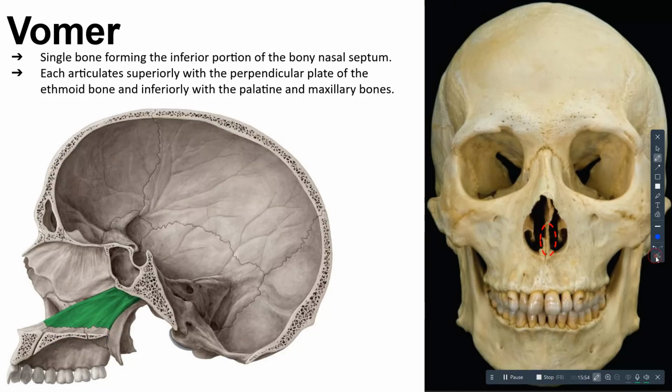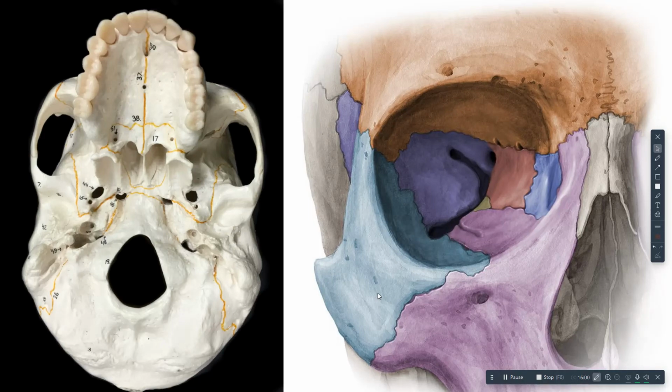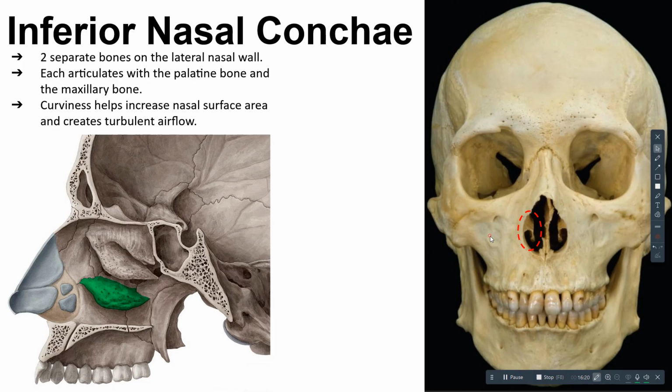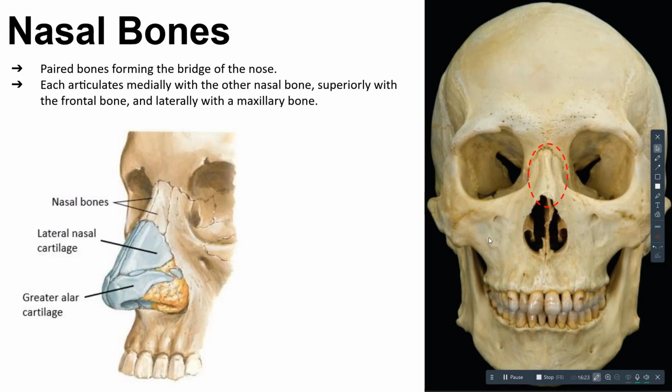I do want to backtrack for a second here. I want to show you one more view of the vomer. There we go. So if I look at this inferior view of the skull, I can also see the vomer right here. I'm just going to put a line on him. There is the vomer right there. Again, forming that inferior portion of the bony nasal septum. And now we are done 8 bones.